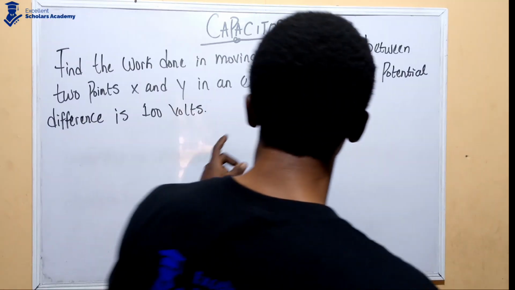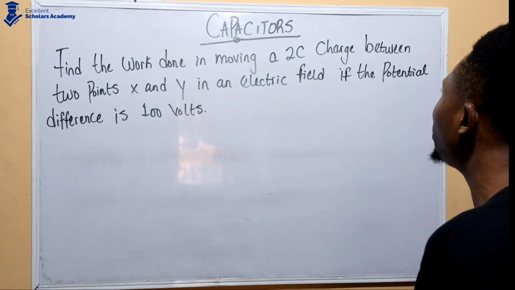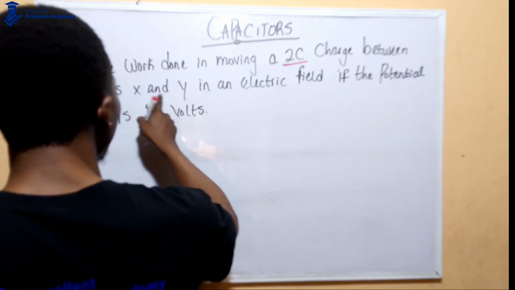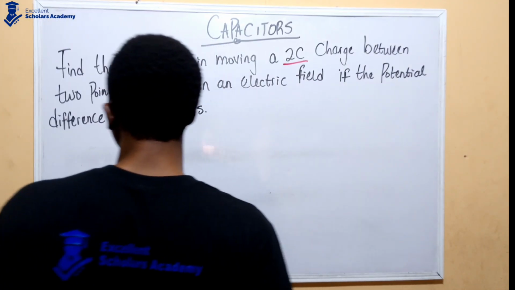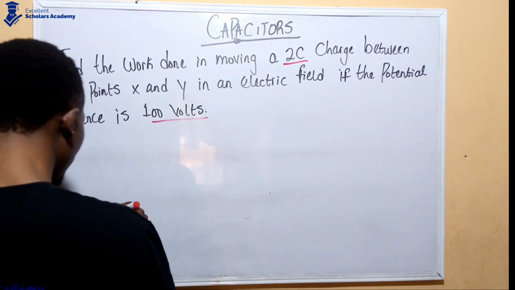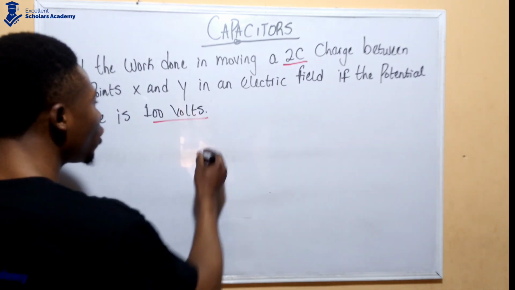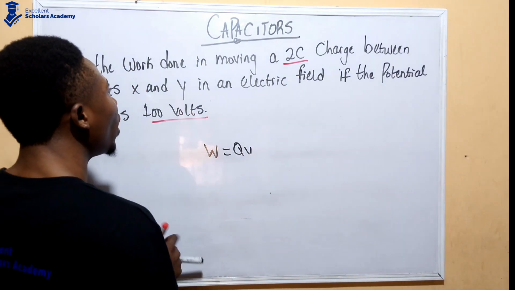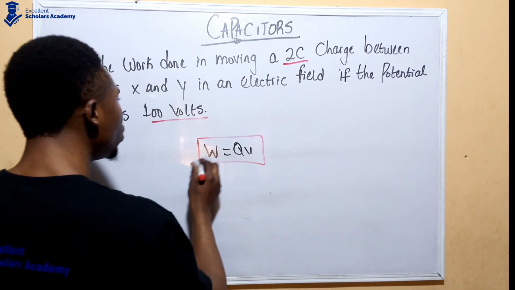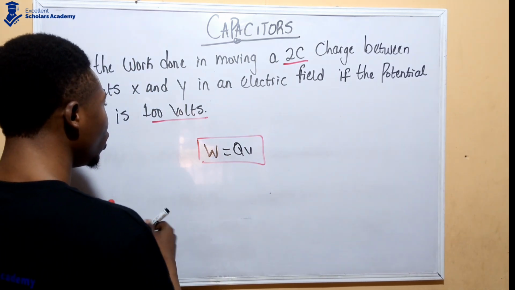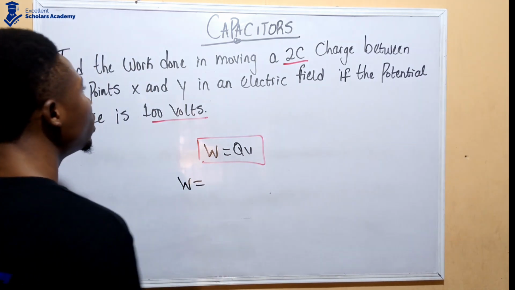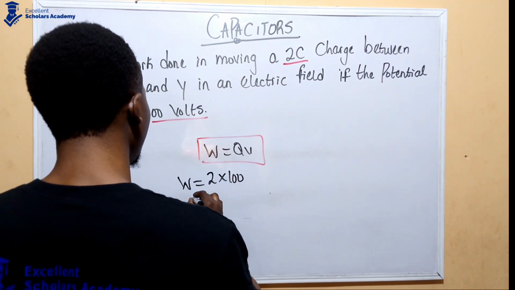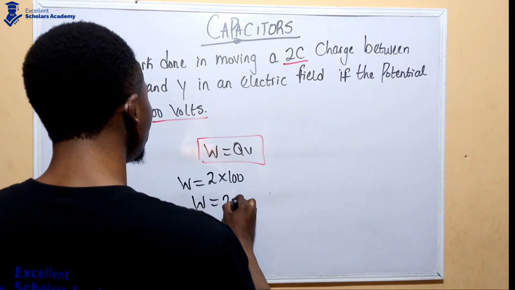Find the work done in moving a 2 coulombs charge between 2 points X and Y in an electric field. If the potential difference is 100 volts, find the work done. Of course, work done is equal to QV. So this is the formula we are going to use. So the work done is going to be equal to 2 multiplied by 100. So that gives us 200 joules.